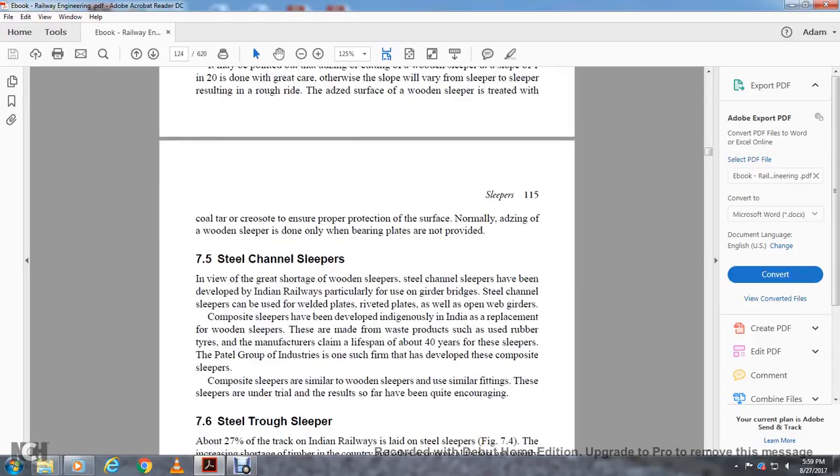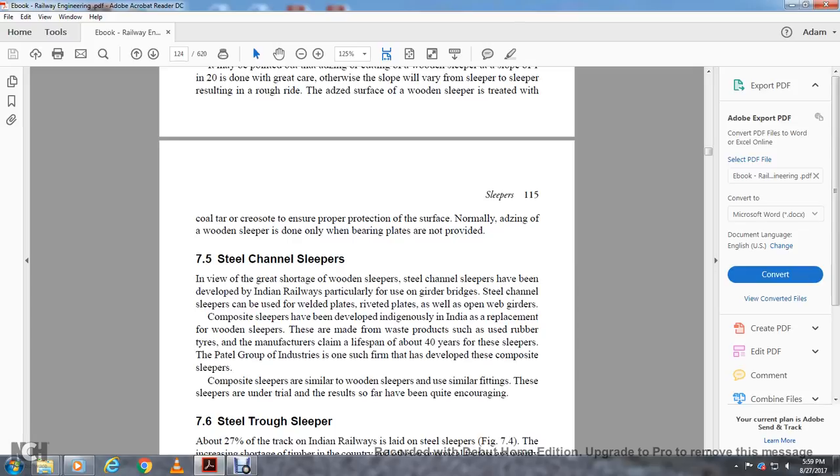Steel channel sleepers. In view of the great shortage of wooden sleepers, steel channel sleepers have been developed in Indian Railways, particularly for use on girder bridges. The steel channel sleepers can be used with welded plate, riveted plate, as well as open welded web girders. Composite sleepers have been developed indigenously in India as a replacement for wooden sleepers. They are made from waste products such as used rubber.